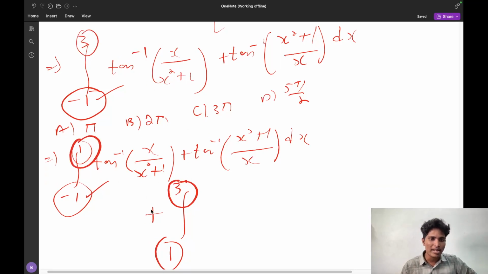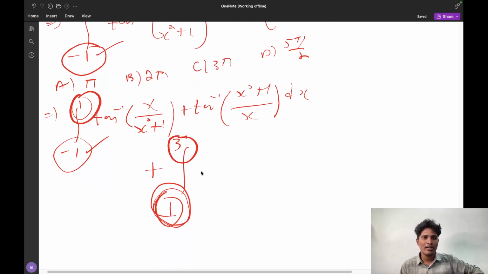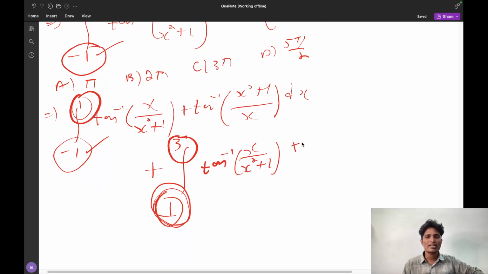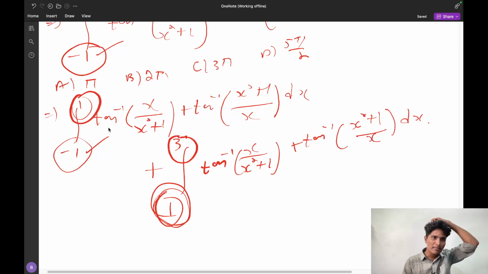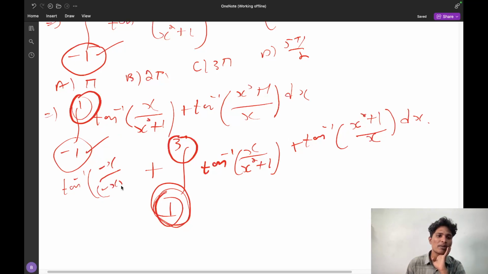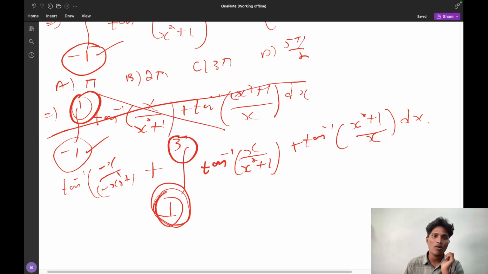So at 1 I am breaking. The second integral is from 1 to 3 with the same function: tan inverse of x divided by x square plus 1 plus tan inverse of (x square plus 1) divided by x, dx. If you observe carefully, for the minus a to a property, if I substitute minus x in tan inverse of minus x divided by (minus x) whole square plus 1, and likewise in the second term, this entire thing is an odd function, so there is no answer from this.